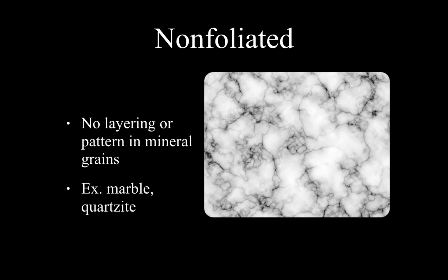Non-foliated rocks are just rocks without layering or patterns in mineral grains. Examples would be marble or quartzite. There's no pattern going on. You don't see any striping. It's just kind of random.